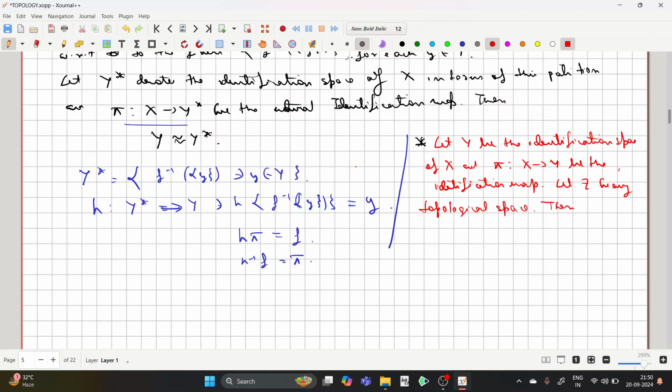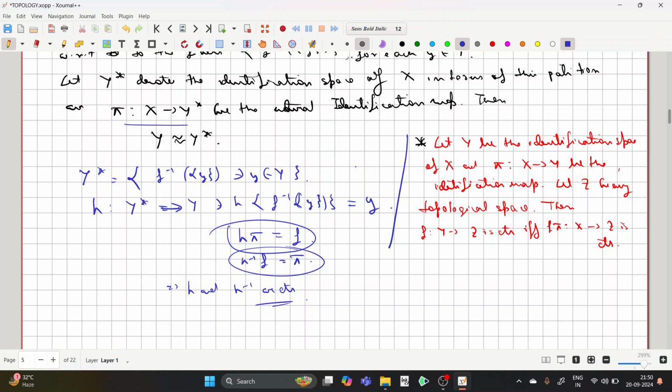Then what I'm trying to say is that f from Y to Z is continuous if and only if f∘π from X to Z is continuous. So if I have this statement in hand, then this proof is done, because these two statements imply that h and h inverse are continuous, which gives the respective homeomorphism. Okay.